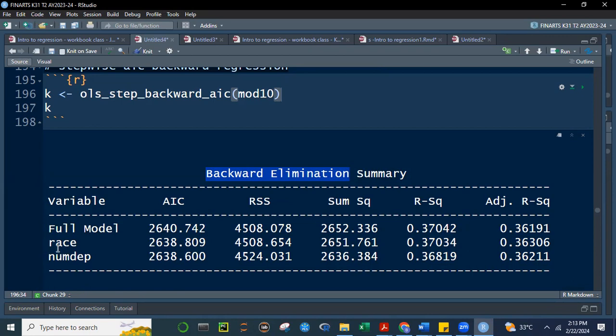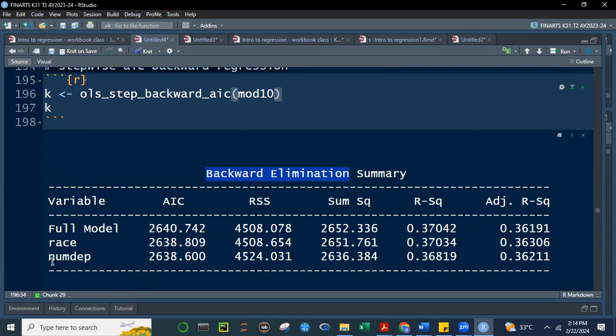Okay, and then yung unang leading variable is race. Ang AIC natin naging 2638. So bumaba yung AIC, so okay, tuloy pa, no? Tuloy pa, kasi bumaba yung AIC.